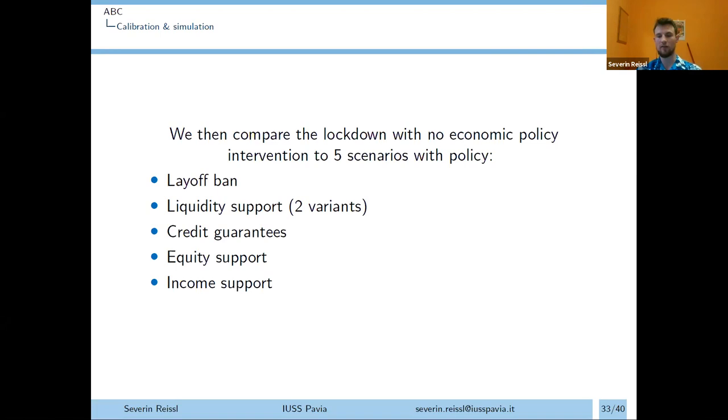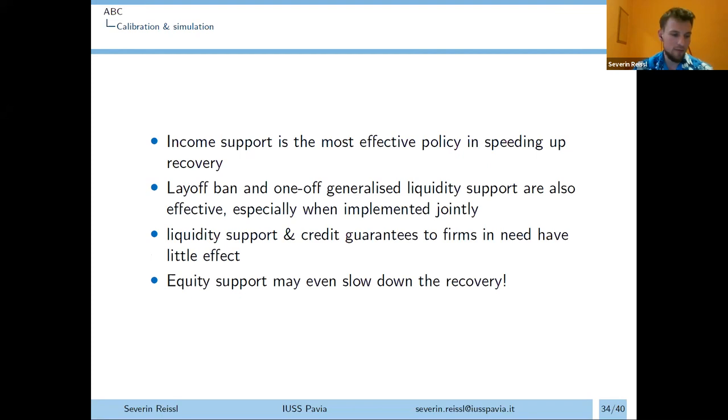And when we look at the results of this, we find that in our model, income support is by some margin the most effective policy in speeding up the post-lockdown recovery. However, a combination of the layoff ban and a one-off generalized liquidity injection to firms are also quite effective.